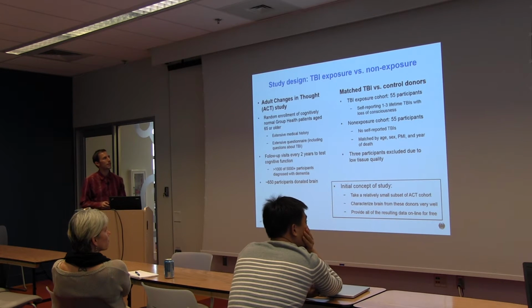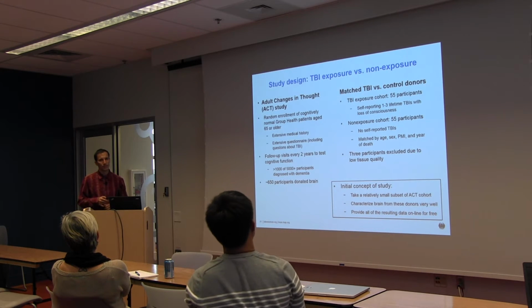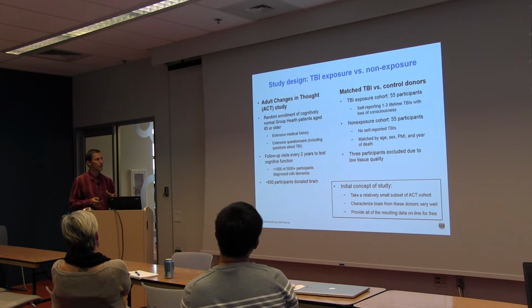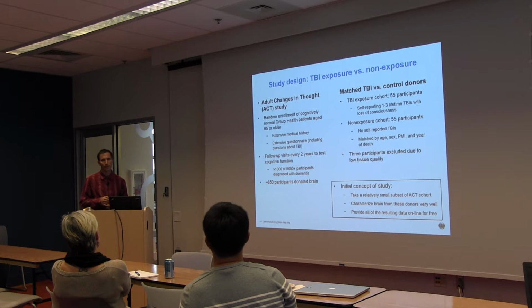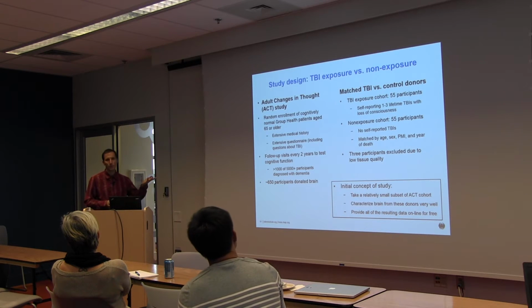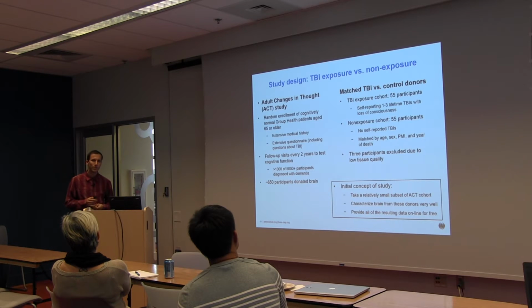So this study was a subset of the Adult Changes in Thought study, which is a Seattle-based study. It's basically random enrollment of cognitively normal Group Health patients age 65 and older. So anyone who's enrolled in Group Health and makes it to age 65 without any kind of cognitive deficits has the option, a subset of them have the option, of being part of this study. As of now, there are about, sorry, about 5,000 participants in this study, of which about 1,000 are diagnosed with dementia.